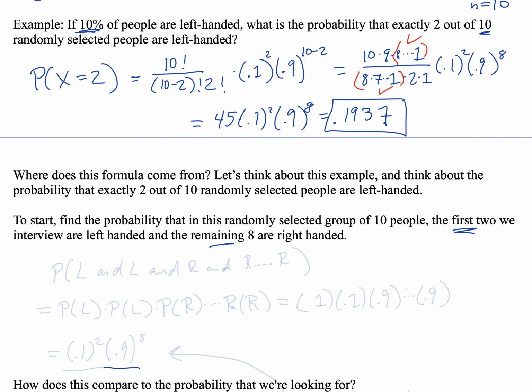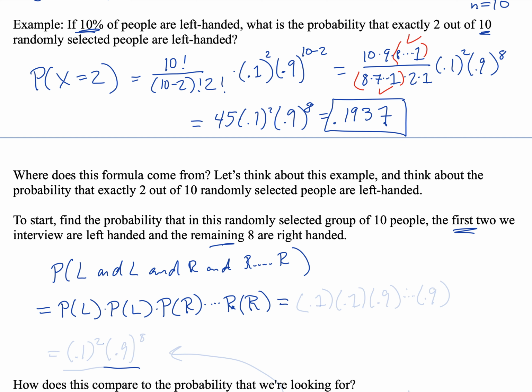So this is the probability of left and left and right and right, in that order. First a left-handed person, then a left-handed person, then a right-handed person, etc. And so these are randomly selected individuals. This is independent, so we can use the multiplication rule. This is the probability the first person is left-handed times the probability the second person is left-handed times the probability the third person is right-handed times ... times the probability that the 10th person is right-handed.